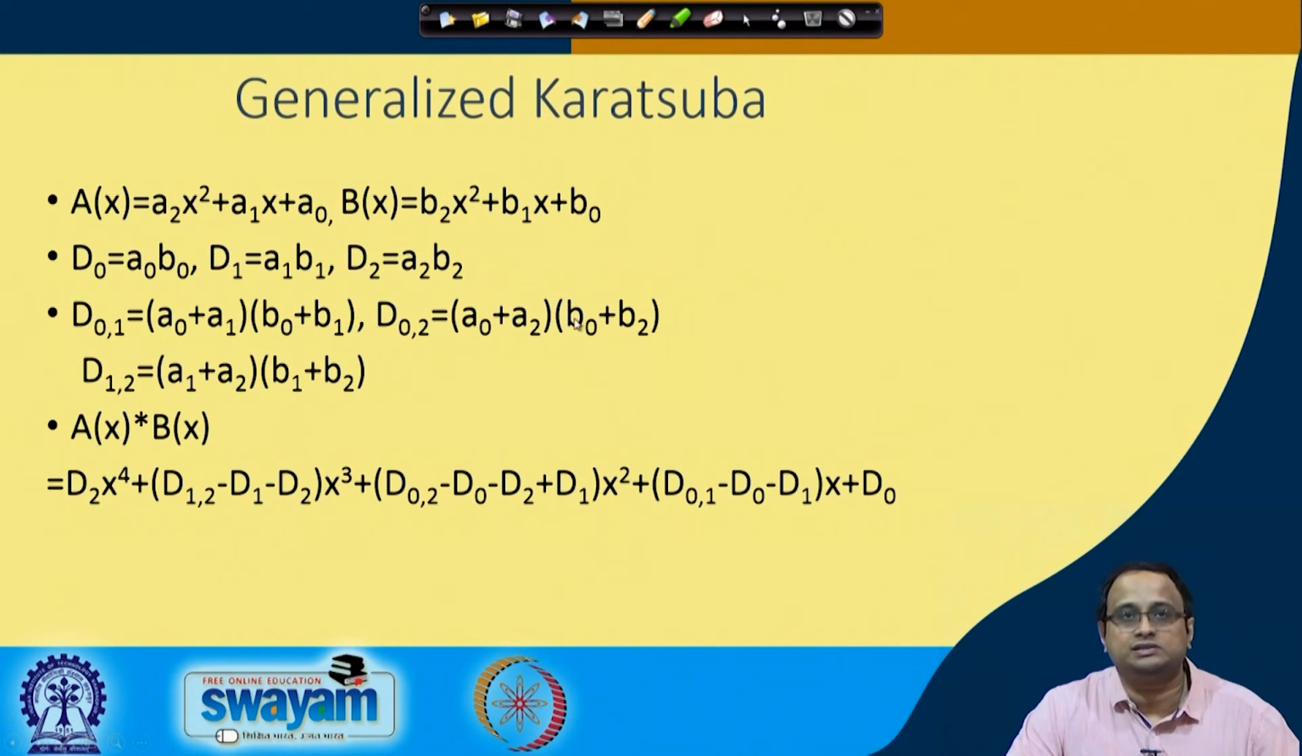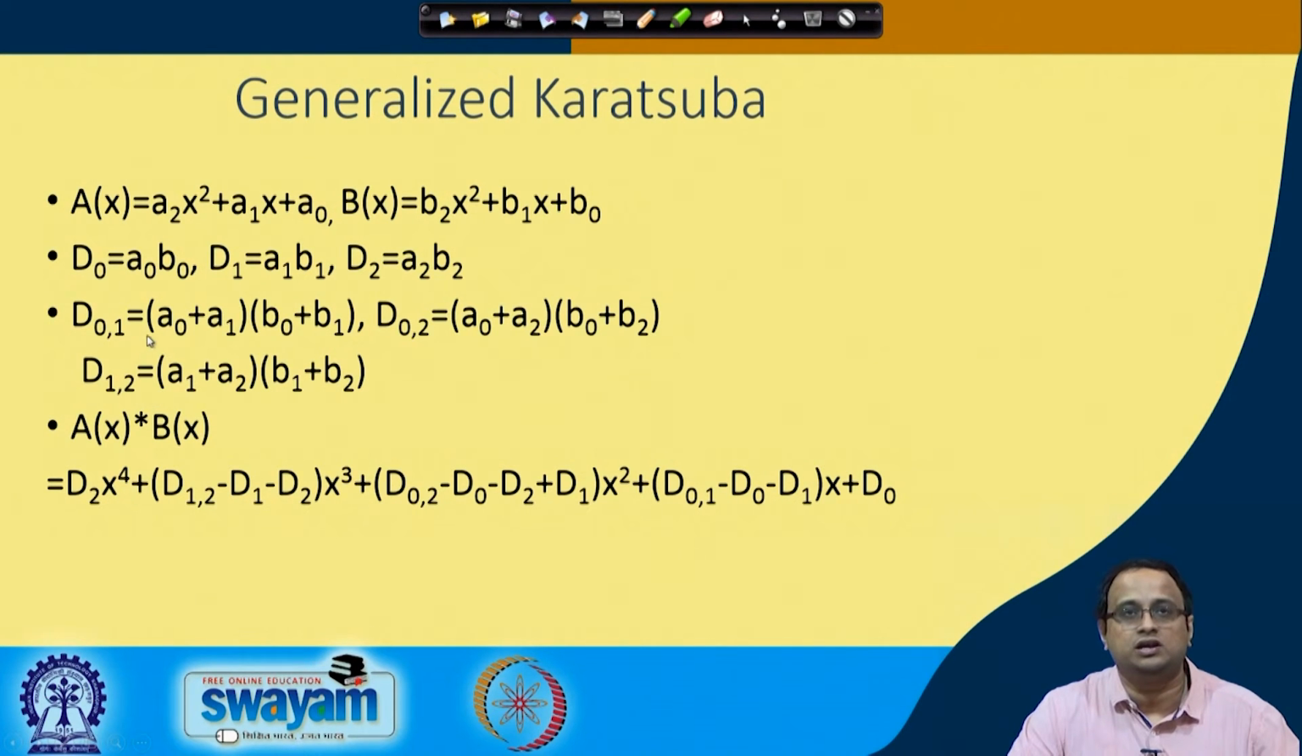General Karatsuba, as I said, is where instead of decomposing into 2 as we have seen in simple Karatsuba, you decompose it further. For example, suppose I decompose AX into A2, A1 and A0, that is 3 parts. Likewise, I decompose BX into 3 parts. Then I can denote D0 as A0 B0, D1 as A1 B1 and D2 as A2 B2. I can still write the final result Ax and Bx in terms of these coefficients.